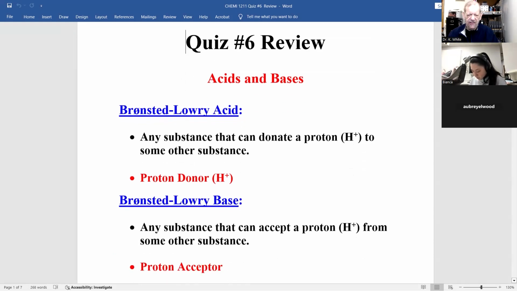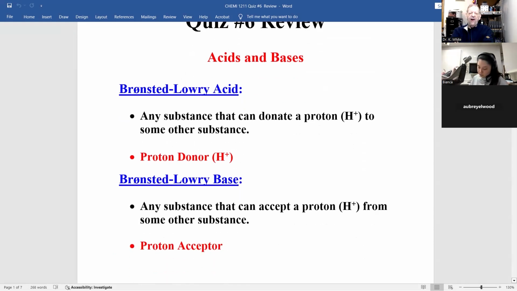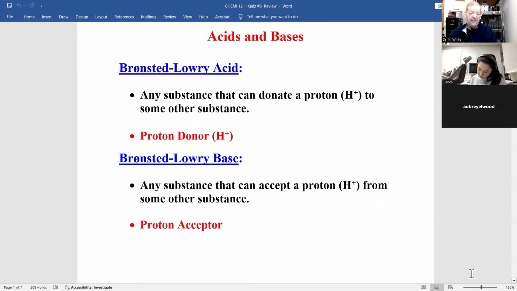All right, things you should know. You should know what a Bronsted-Lowry acid is, and that's a proton donor. You could also write down any substance that can donate a proton, H plus, to another substance, but it's easy to remember a proton donor, and a proton is H plus. Now, a Bronsted-Lowry base is a proton acceptor, again, H plus. If I'm a base, give me your protons. If I'm an acid, here, take my protons. I like my special effects. And you should know this.